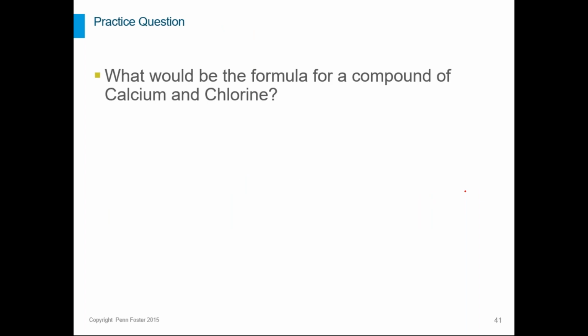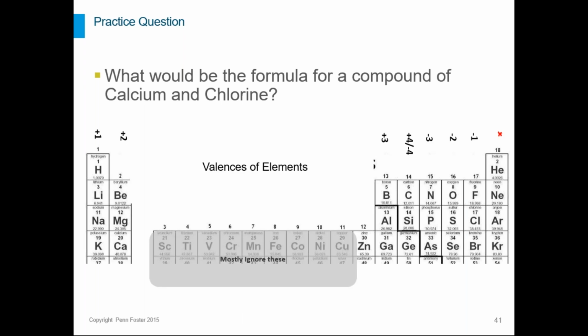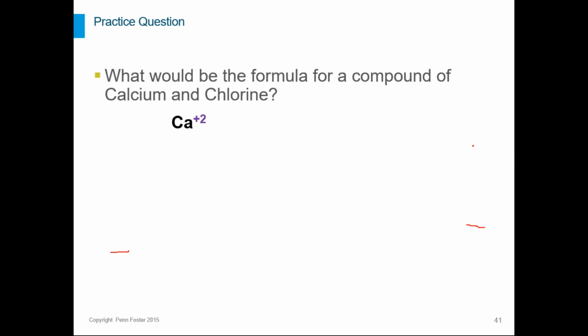So let's do a couple practice questions where we're just figuring this out. Your text doesn't spend a lot of time on figuring this out with practice questions, so we're going to go over a couple here that I made up. What would be the formula for a compound of calcium and chlorine? First, we need to look at our periodic table and figure out what the valences of those two things are. So calcium is over here. It's in the second column, a valence of +2. And chlorine is over here. It has a valence of -1.